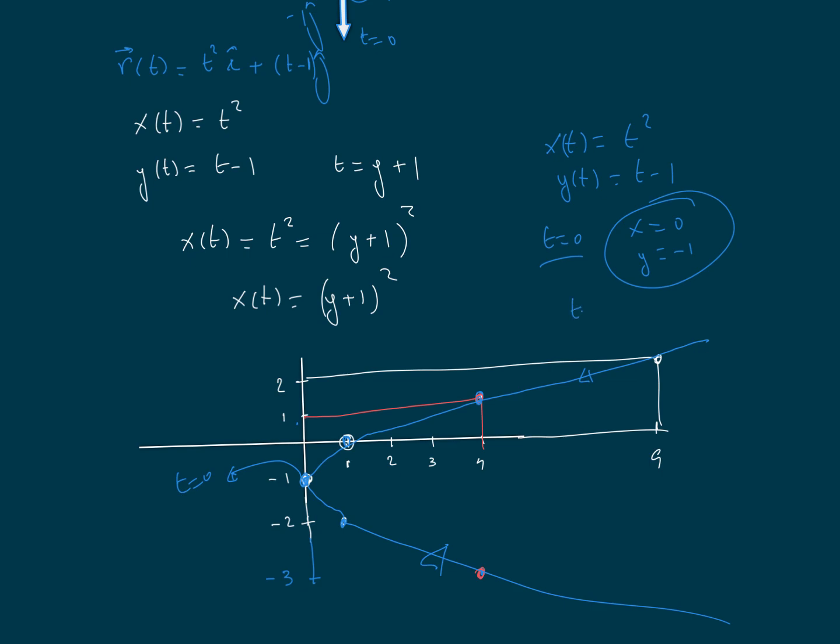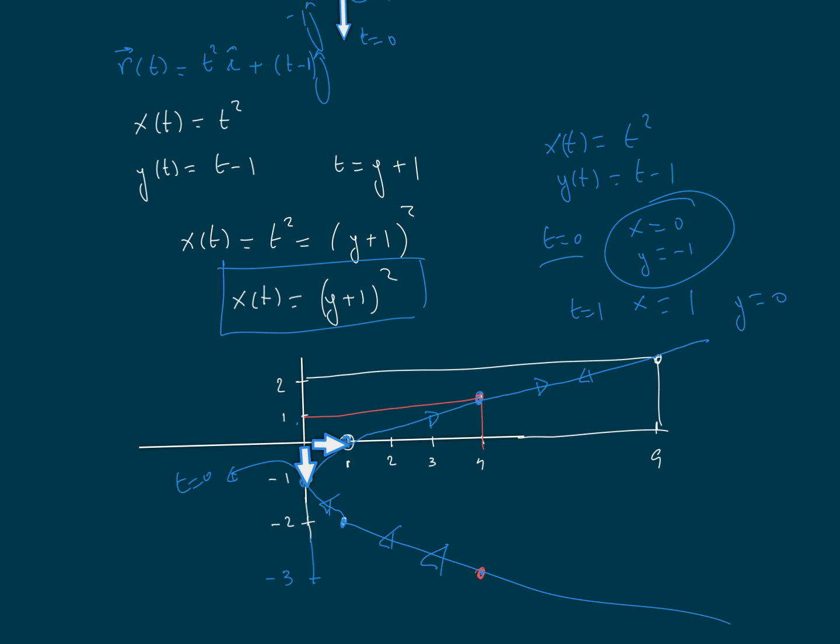What happens at time t equals 1? At t equals 1, x is t squared, which is 1 squared, is 1. And y is 0. So at t equals 1, you are exactly here. So the vector r of t is coming at t equals 0 from here, and at t equals 1 from here, and the trajectory is going in this direction. The particle is moving in this direction. So parametric equations have more information than just a pure graph like x equals y plus 1 squared.